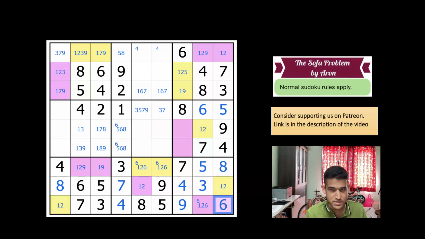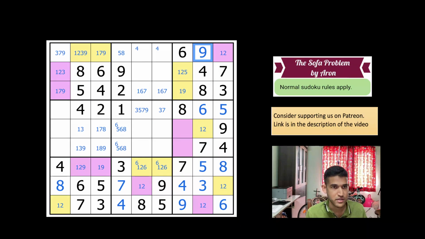The moment this becomes 6, it loses its color. So 1 and 2 is here. And this is the pink 1 and 2. So I have a pair now. 1, 2, 1, 2. So this is 9 and loses its color. All right.